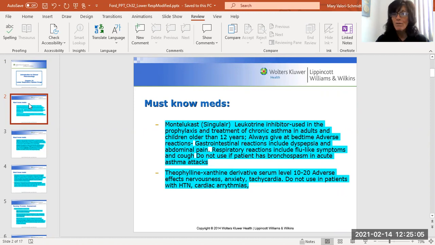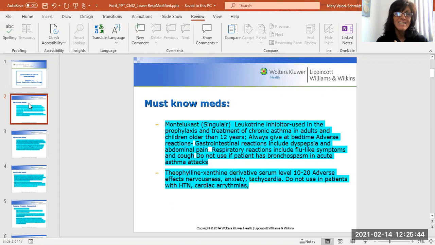Adverse reactions include GI reactions like an upset stomach, which is dyspepsia, possibly abdominal pain, and respiratory reactions sometimes include flu-like symptoms and a chronic cough. So you want to warn the patient about that. Do not use this if the patient has bronchospasms with asthma attacks. A bronchospasm is when all the bronchioles, your airways, just clamp down, and that can actually be dangerous. So if that is happening, you don't want to use montelukast. There are different drugs like albuterol, which we're going to talk about in a minute, that work better for that.